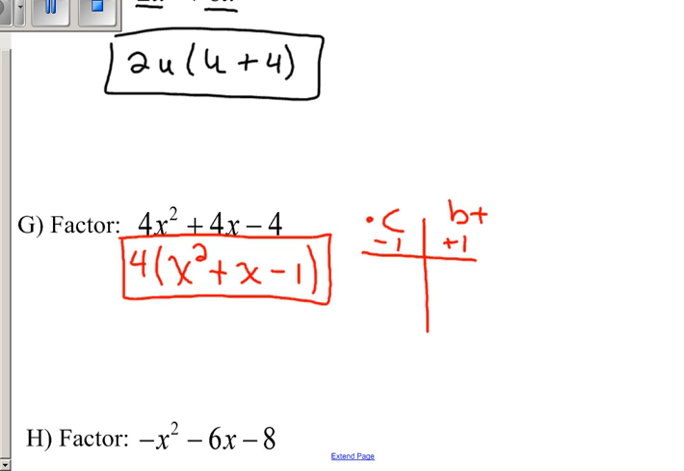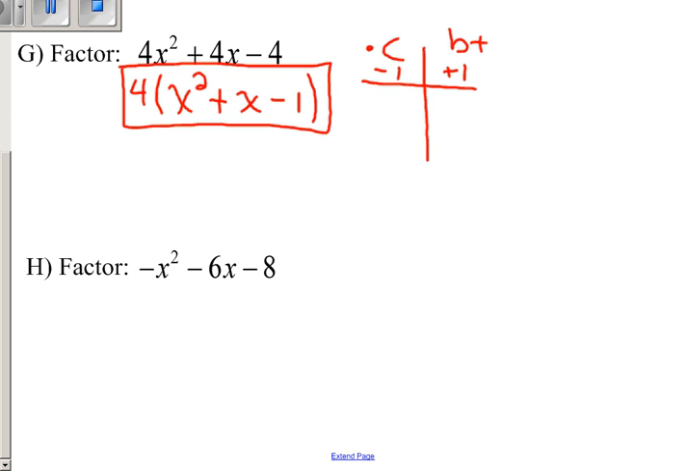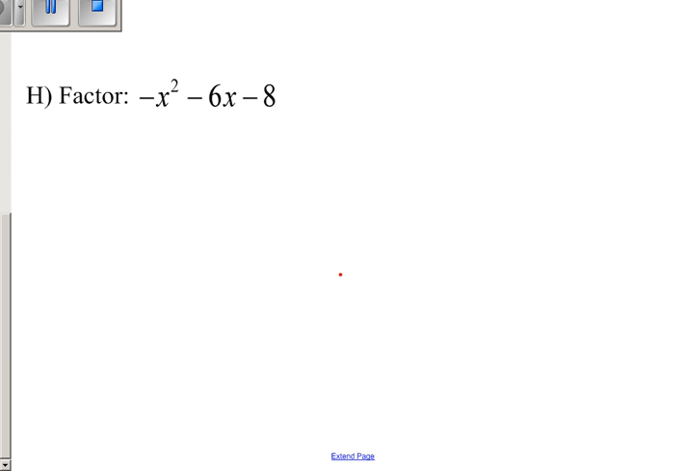And our last example. That's not our last example. Let's try our last example. Okay. Negative x squared minus 6x minus 8. Whenever I have a negative in front of my x squared, it's really nice to go ahead and factor out a -1. So I have x squared plus 6x plus 8.